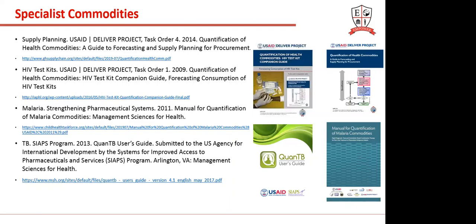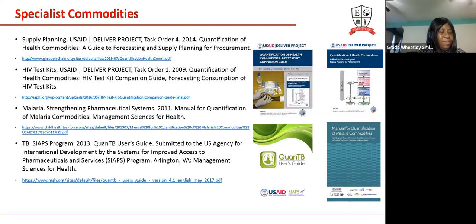We can go on to more specialist commodities: supply planning, HIV test kits, malaria, strengthening pharmaceutical supplies. These manuals, all of them, if resourced and if read, can give you more insight into quantification.